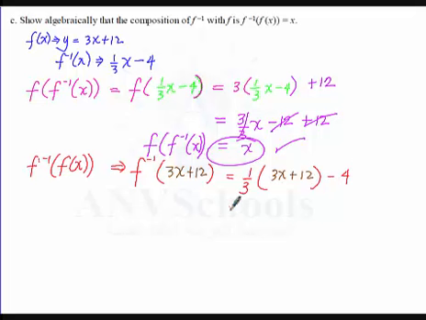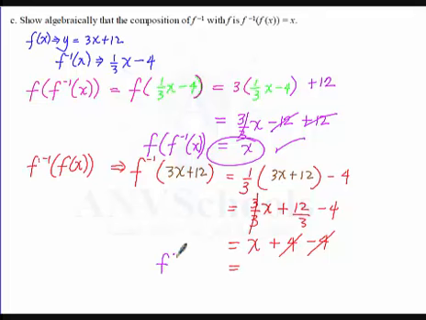So that will give us 3 over 3 x plus 12 over 3 minus 4. We can cancel 3 over 3. 12 over 3 becomes 4, and 4 minus 4 is equal to 0. So this gives us the function f inverse of f of x. The composite function f inverse of f of x is equal to x.